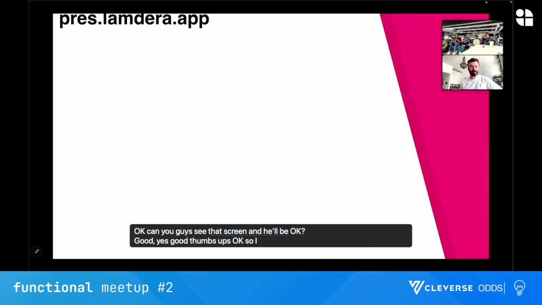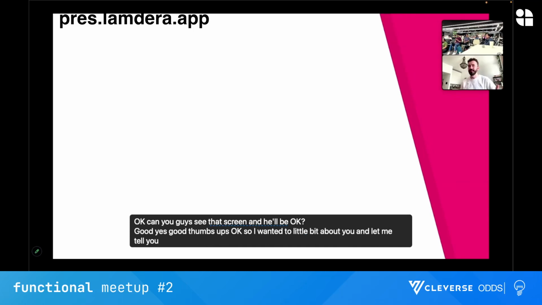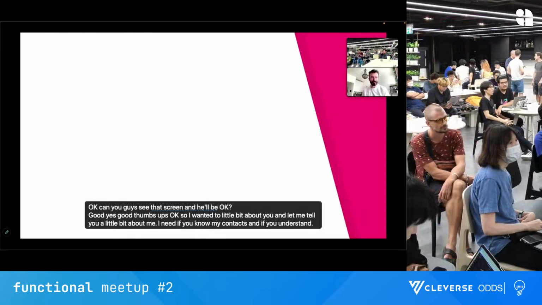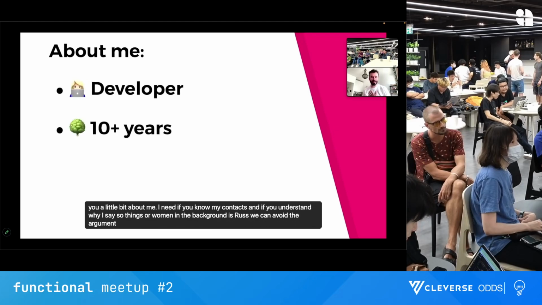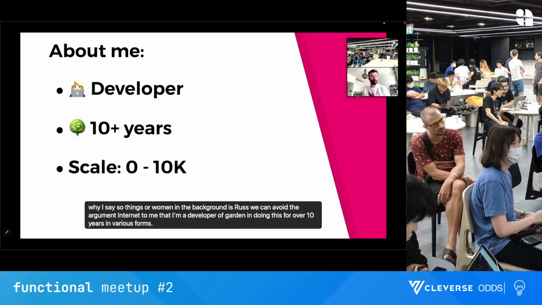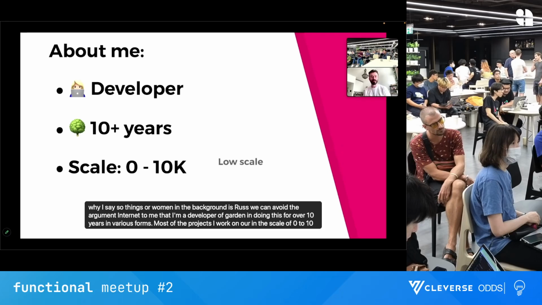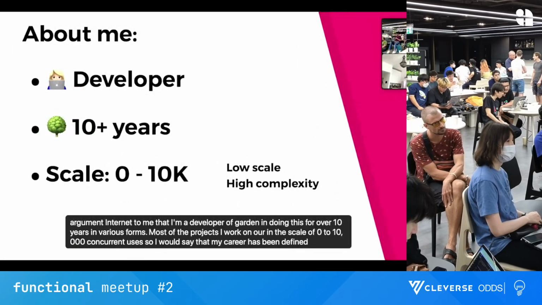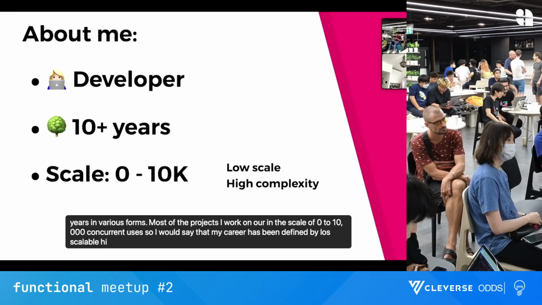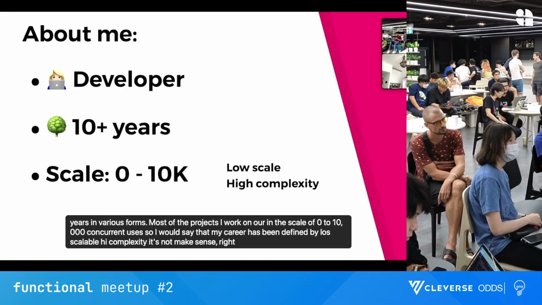Okay, so I've learned a little bit about you. So let me tell you a little bit about me. If you know my context, then maybe you'll understand why I say certain things or where my background is, right? And we can avoid the arguing on the internet. So me, I'm a developer. I've been doing this for over 10 years in various forms. Most of the projects I work on are in the scale of 0 to 10,000 concurrent users. So I would say that my career has been defined by low scale, high complexity, if that makes sense. Right. So I think that's kind of where my bias is. That's what I think about.